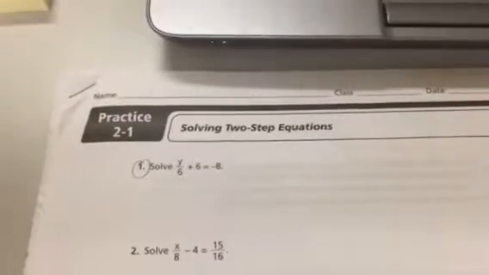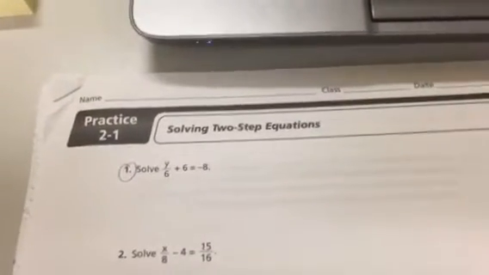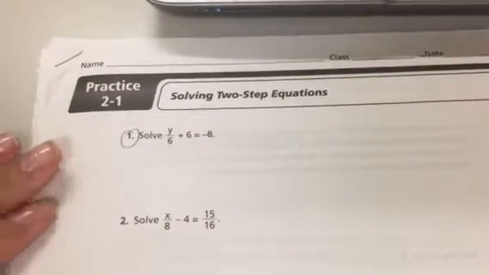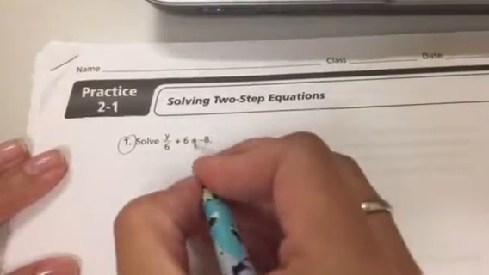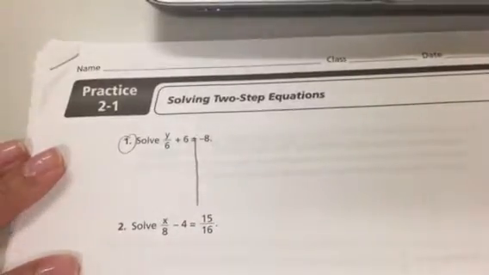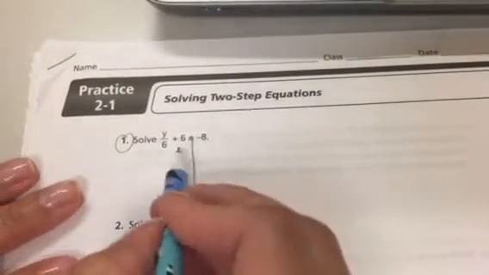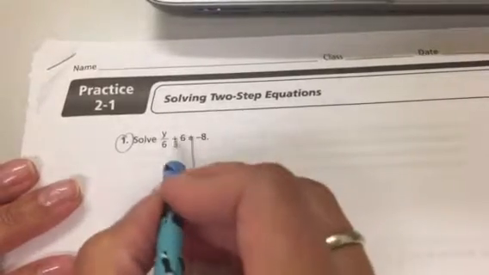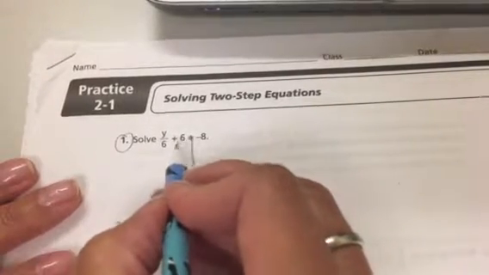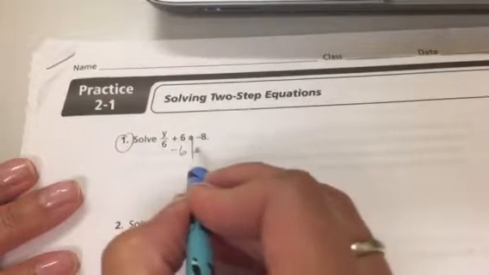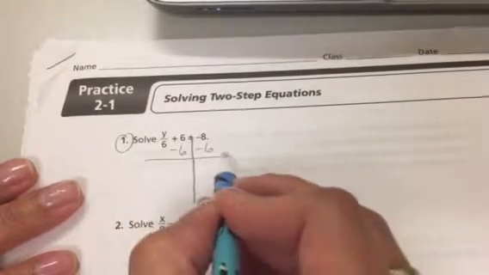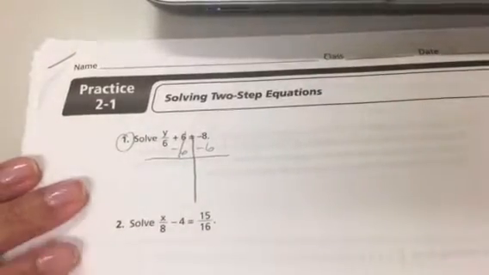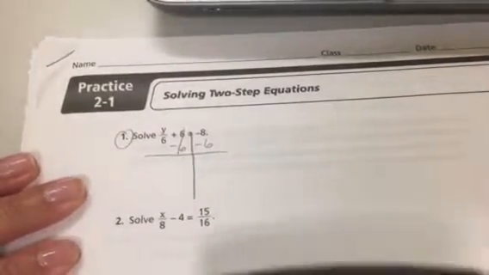Okay, this is homework practice 2-1, solving two-step equations. So the first thing I like to do is put my line down to show the two sides of the equation. The first thing that we want to do is get rid of adding or subtracting in a problem. So this problem has plus 6. So the inverse would be to subtract 6 on both sides. Positive 6 and negative 6 are inverses, which become 0, so I'm just going to cross them out.